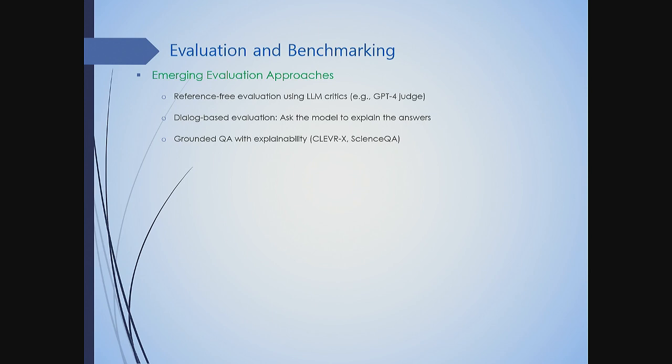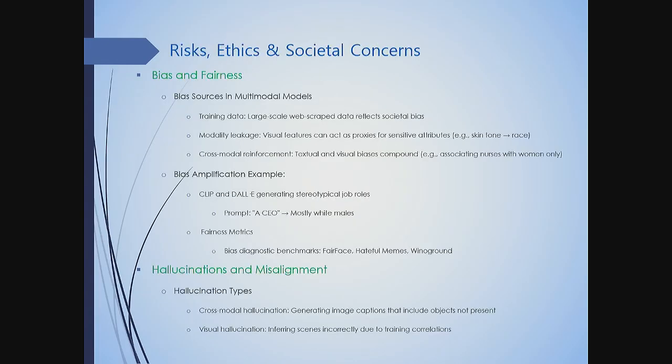And then dialogue-based evaluation, where you ask the model to explain the answer. People are doing it currently. All these things are referenced on Google Scholar. Always open Google Scholar, always. Just open it somewhere. It's very important. And then grounded question and answer with explainability. These are some of the latest advancements in that field that you can look at.